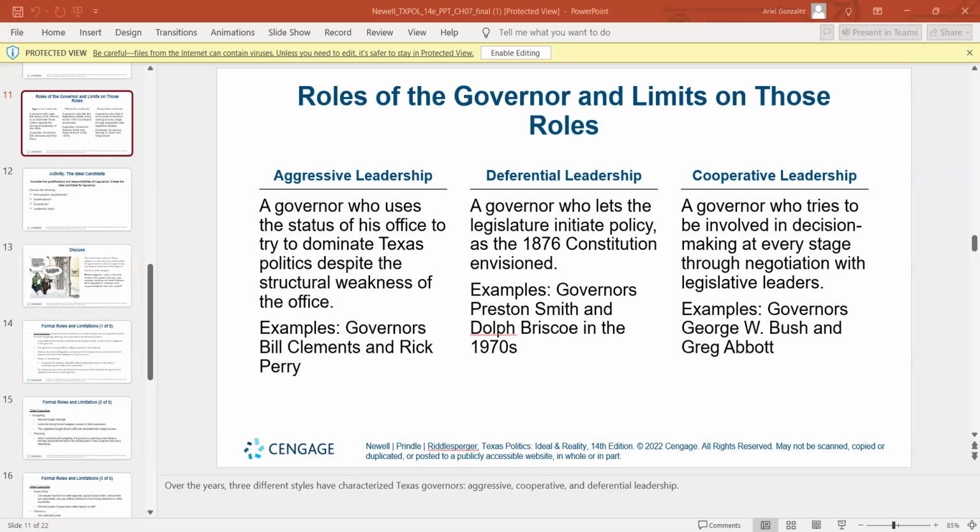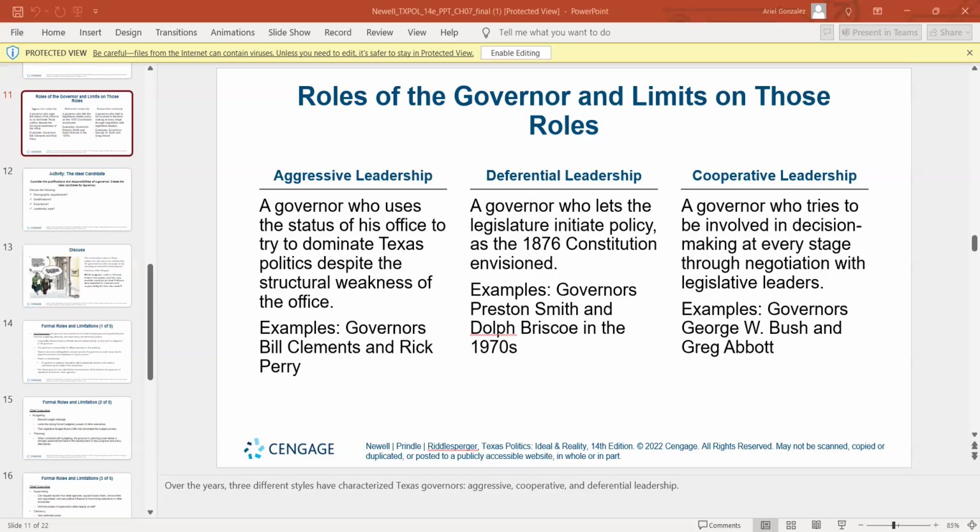Okay, let's continue with more chief executive roles. Budgeting, of course, is a very important responsibility that the governor has. However, the governor is limited here again, because unlike the president, who proposes the budget at the federal level, the governor definitely has input, but the governor's not the only person involved when it comes to the proposition of the budget.